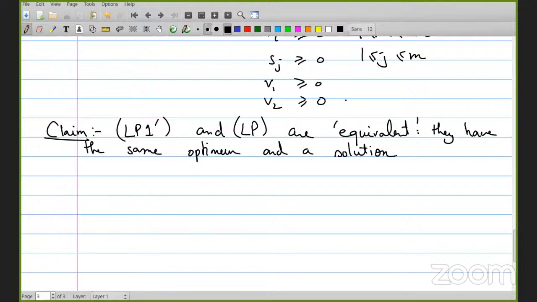So whenever you transform LPs, you have to remember to prove that the two LPs are equivalent in this sense. Objective values are the same, or at least related in the sense that from one you can get the other, and you can read off the optimal solution of the previous one from the new one. In this case, they're really equivalent. You don't need the full equivalence. You just need to go from one to the other. But here you can go in both directions.